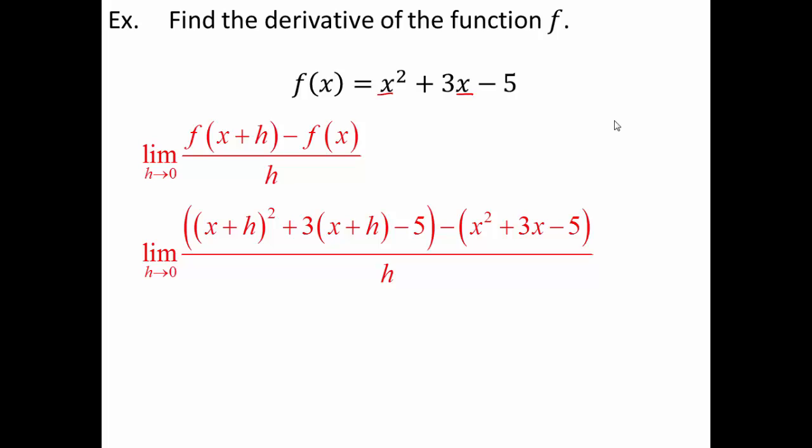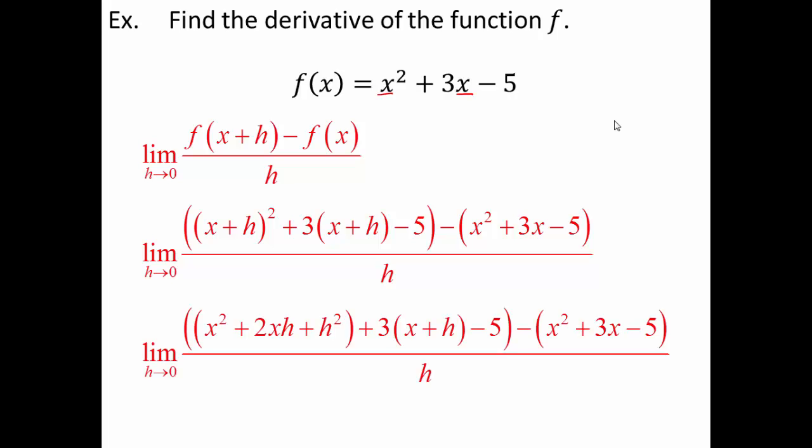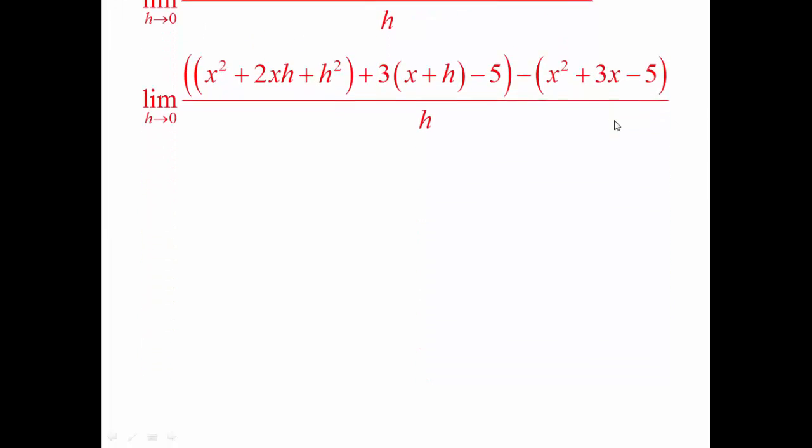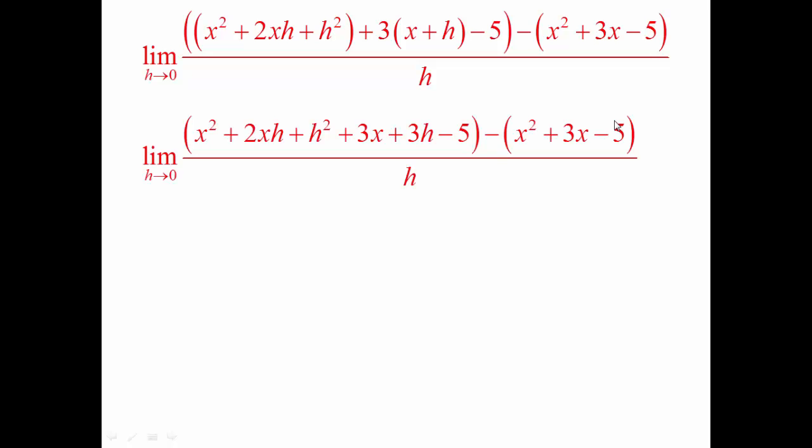As before, the order in which you simplify is really up to you for these first few steps. I'm going to go in the same order I did on the last one. X plus h squared becomes x squared plus 2xh plus h squared. You're probably going to see that one come up a lot. I'll distribute this 3 right here, giving me the inside of the f of x plus h as x squared plus 2xh plus h squared plus 3x plus 3h minus 5.